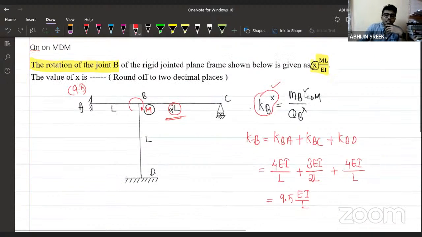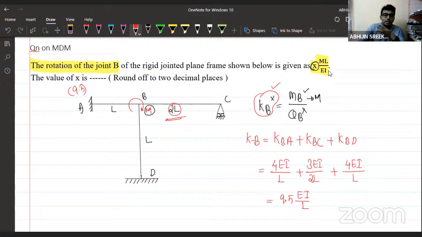Some of you will be directly writing it as 9.5, directly seeing the equation here, something like x into L by EI, okay, answer will be 9.5. Don't be careless in the examination. He is not asking this one. He's asking us the rotation.